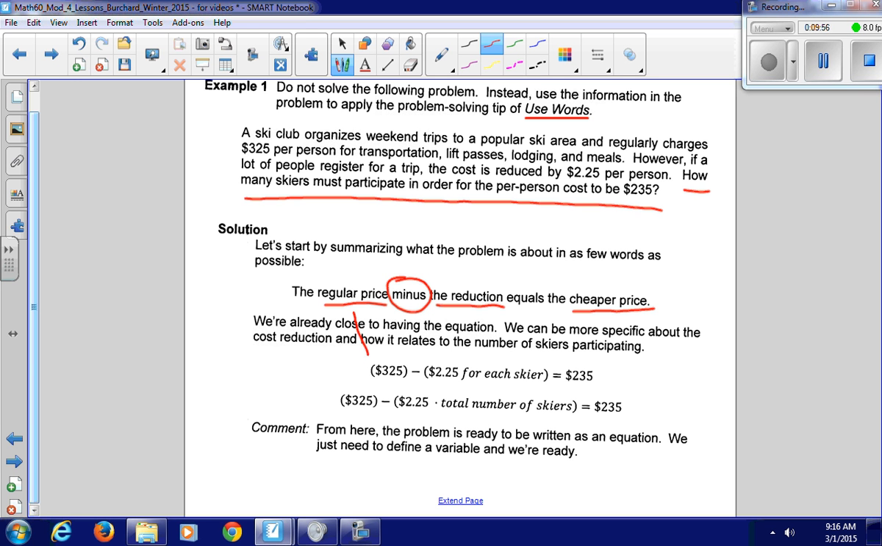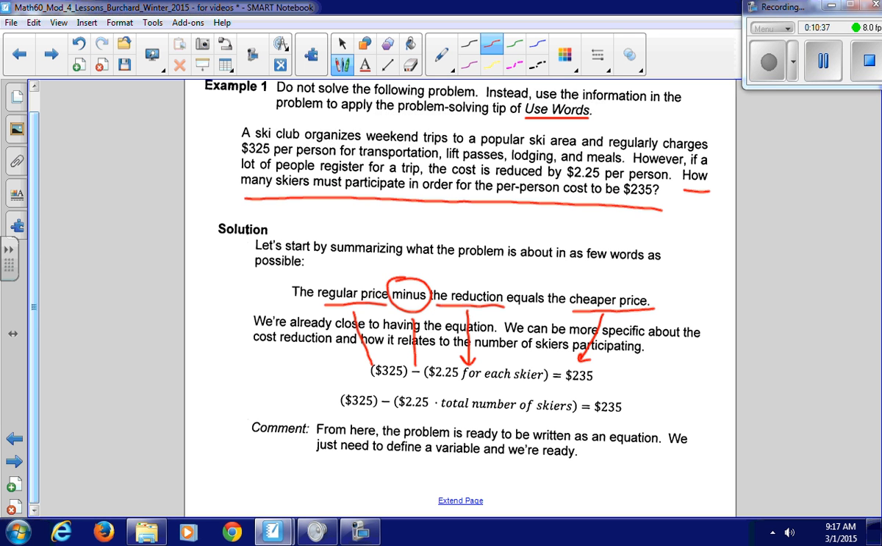So regular price is $325 minus the reduction. It said the reduction was 225 for each skier. And again, right at this stage, we're not trying to figure out how to express that 225 for each skier mathematically. We're just putting in the phrase because we're trying to keep you away from having to worry too much about variables at this stage. And then the problem said that what we want is for the cheaper price to be 235. So for the cheaper price, we put in 235.